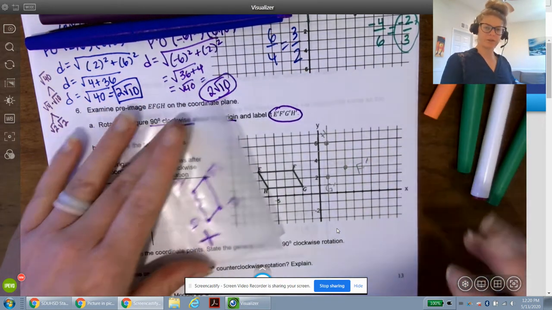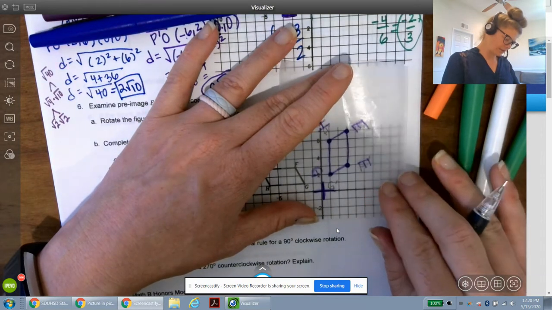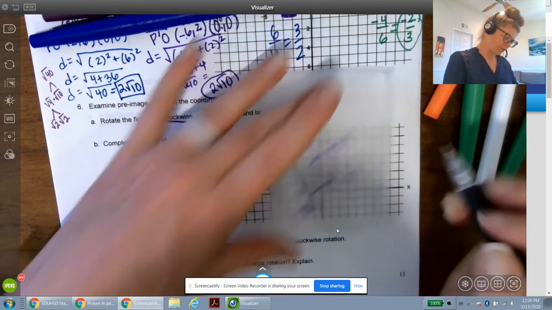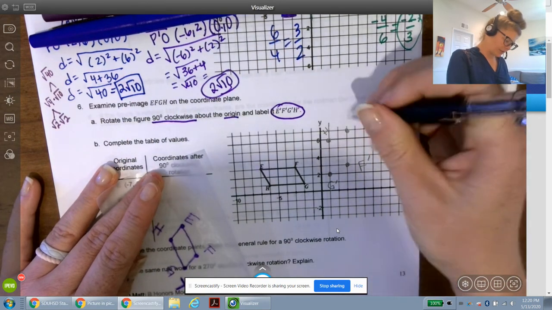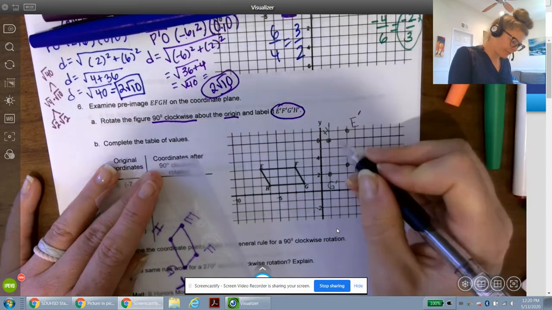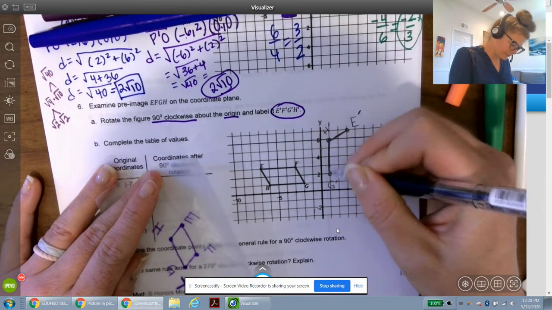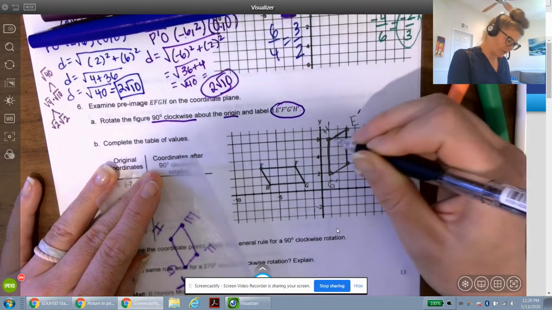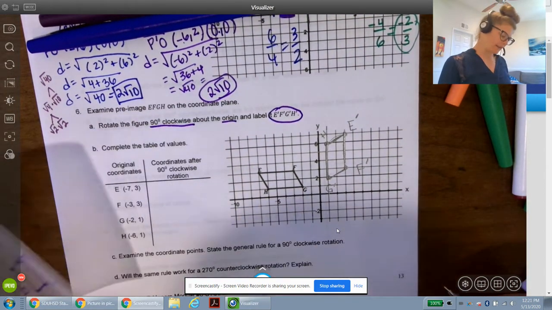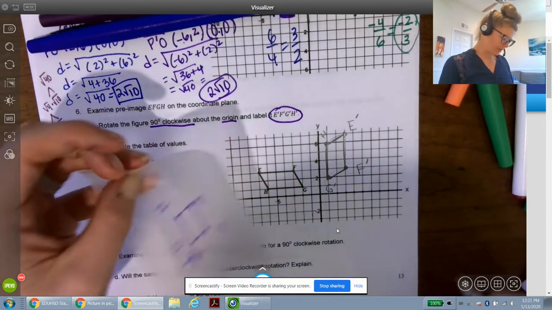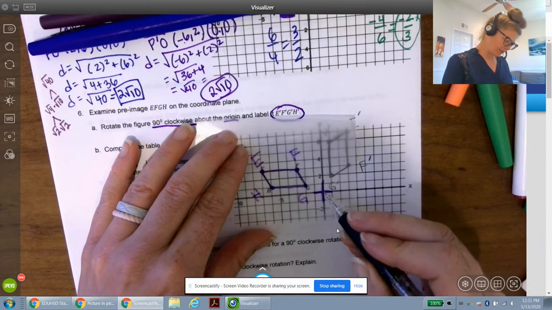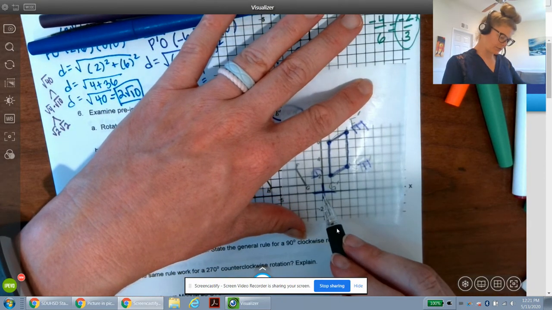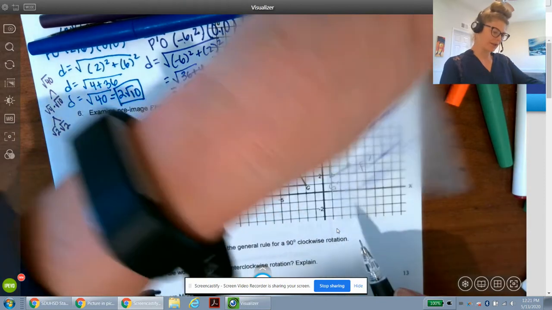And again, just like when we were doing our reflections and translations, you could count: H is up 1, right 2. So I can go up 1, right 2 to get to E prime. Make it nice and dark, especially when you're graphing along grid lines. Okay, so we rotated, and of course we'll double check our rotation, 90 degrees. It's almost perfect. It's beautiful.